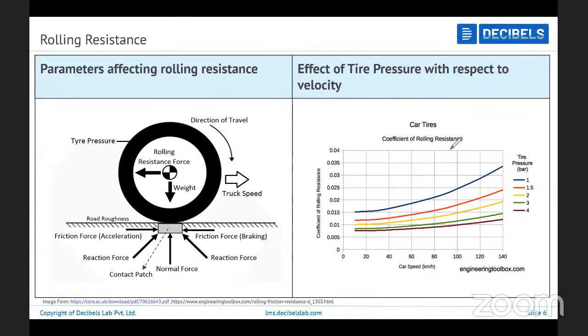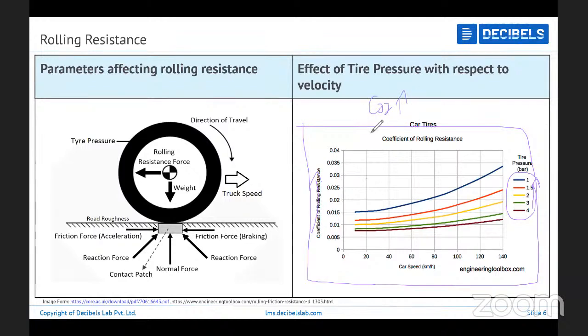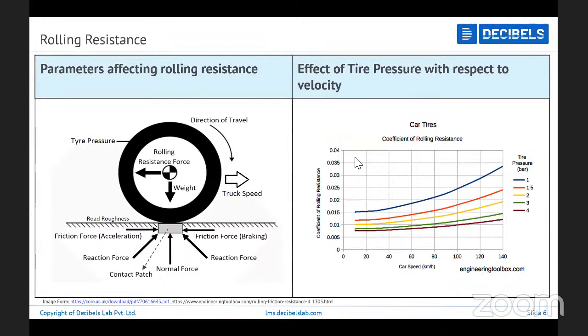Obviously, again the tire pressure. I hope you have experience in real time, but if you see this particular graph, how it's influencing, as the tire pressure keeps decreasing, it's going to give a higher coefficient of rolling resistance. If the CRR value increases, which is a constant and directly proportional to FR, then obviously the rolling resistance is going to increase. So this is one of the parameters here.